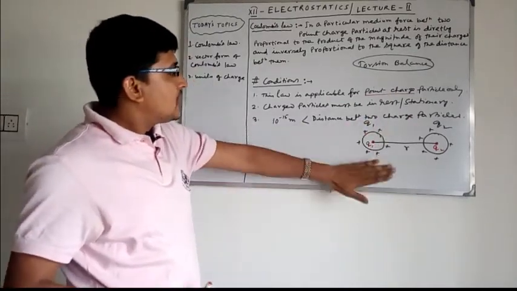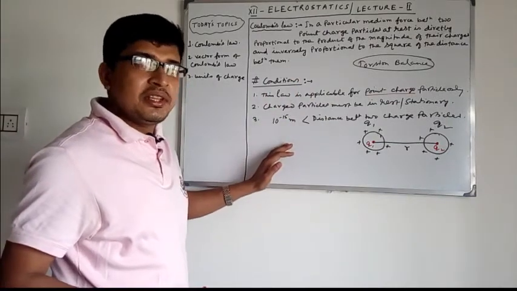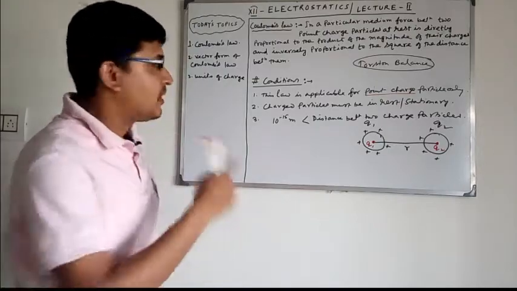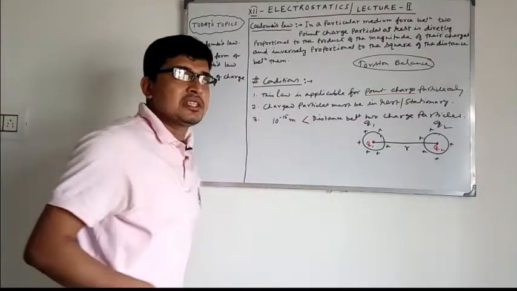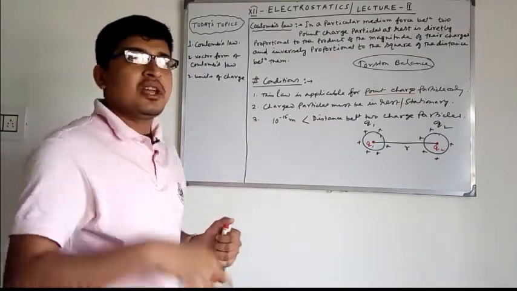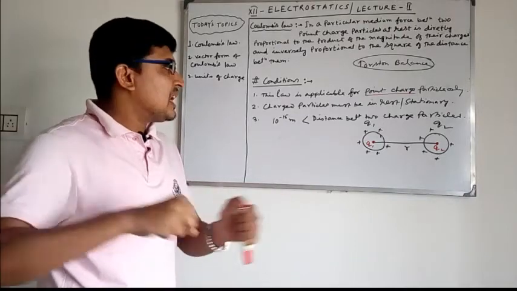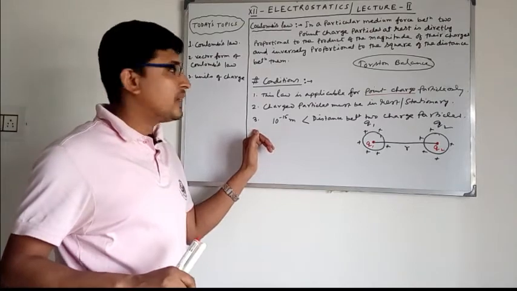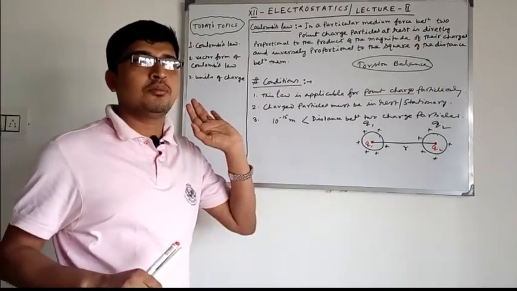So these are the three conditions. You can also call them limitations. The first condition is that it is applicable for point charges. Second, the charged particles must be stationary or at rest. There should not be any motion between the charged particles. A third one is, this is a very important point.